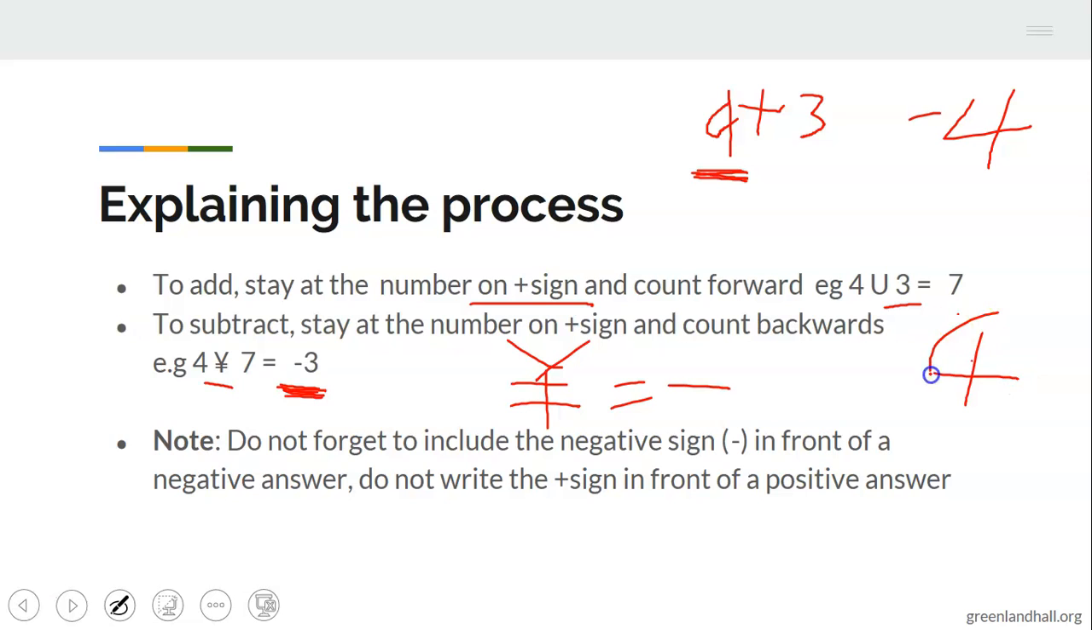But if it's a negative answer, you put the negative sign in front of it. So let me read the note again. Do not forget to include a negative sign in front of a negative answer. Do not write the positive sign in front of a positive answer. The reason is that in mathematics, every figure is assumed to be a positive figure.